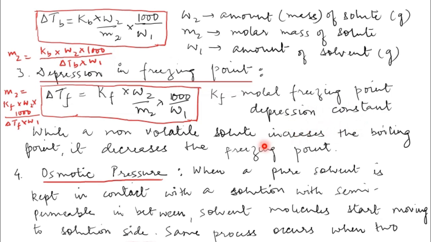Okay, and the last one, osmotic pressure, which we are going to discuss in a little bit more detail. Osmosis, what is osmosis? When a pure solvent is kept in contact with the solution with a semi-permeable membrane in between. So one side is pure solvent, another side is solution, and in between is a semi-permeable membrane. Then solvent molecules start moving to the solution side.